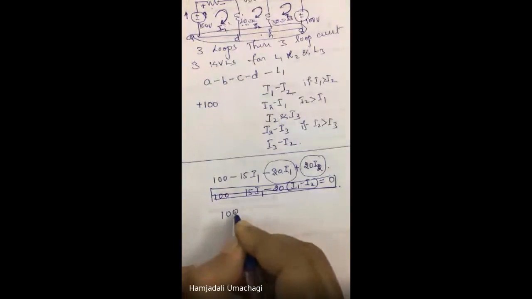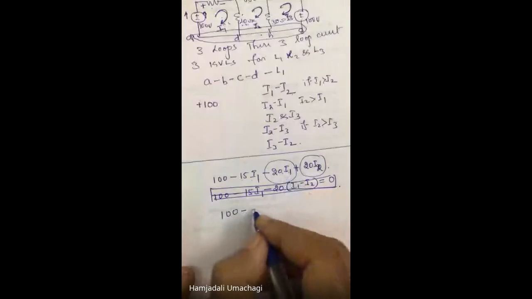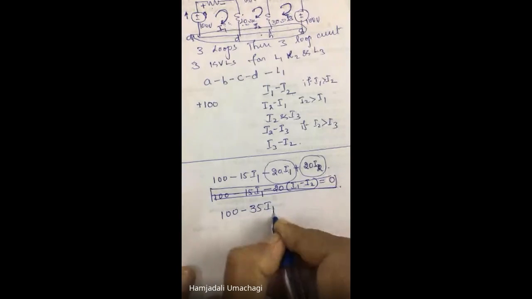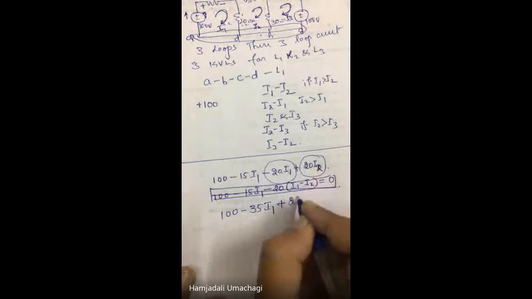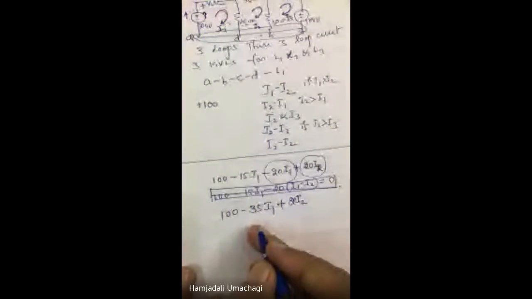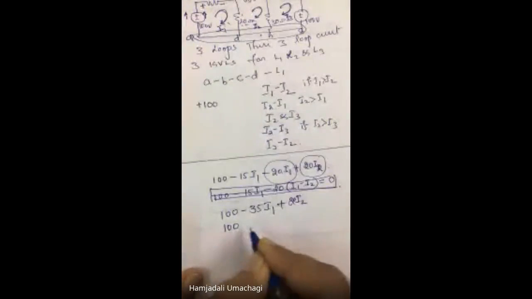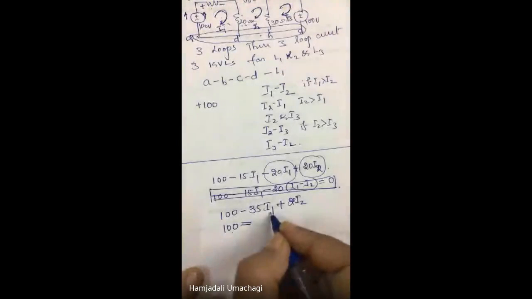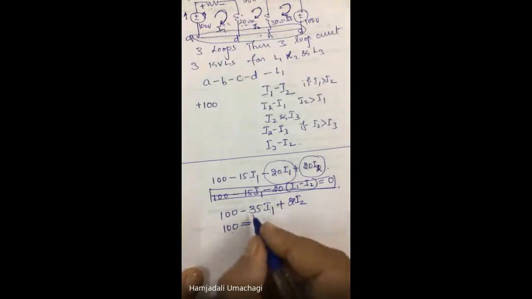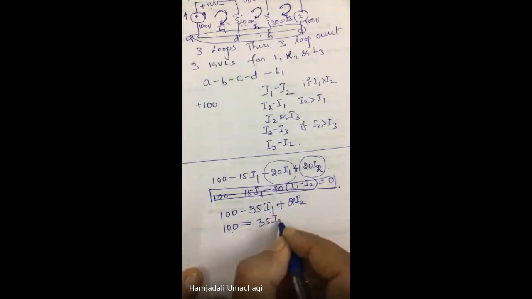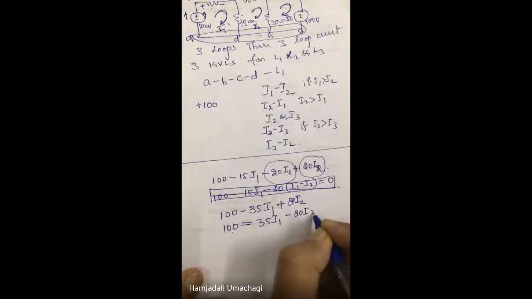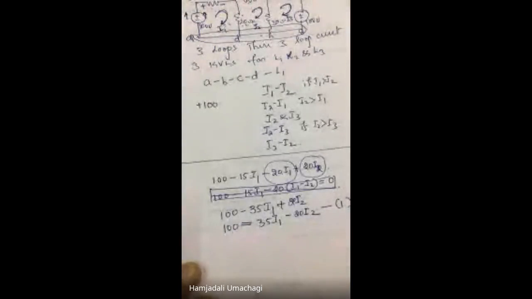This is 100 minus (15 plus 20) I1 plus 20 I2. See, in the last problem, what I told you: take the known term on the left side of the equal sign. Known is 100. I1 and I2 are the variables. That is 35 I1 minus 20 I2. This is called equation 1.